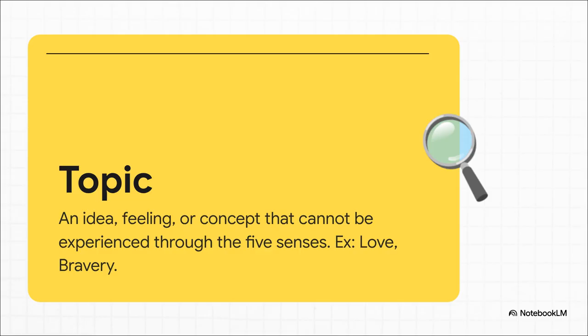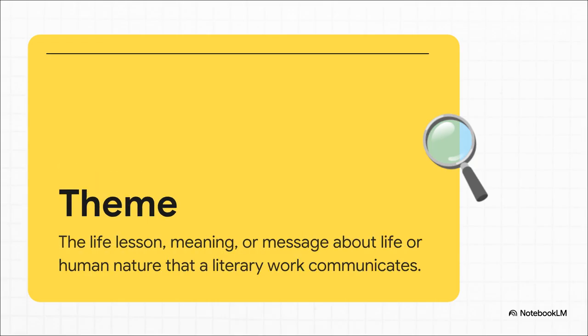A topic is basically an abstract noun. You can't literally touch loyalty, right? Or see happiness. These are those big, powerful ideas that stories are built around. They're like the main ingredients for the story. And the theme, well, that's the final dish the author cooks up with those ingredients. It's a full-on lesson about life.